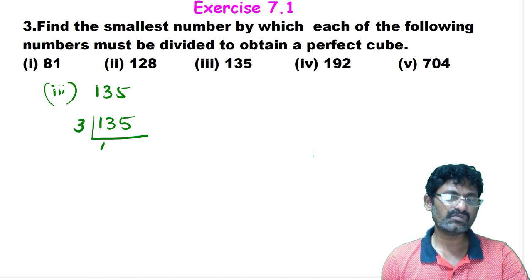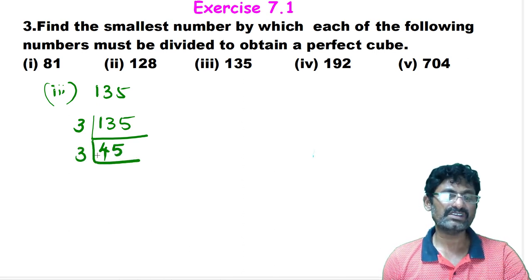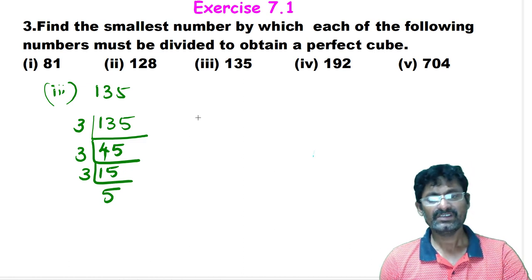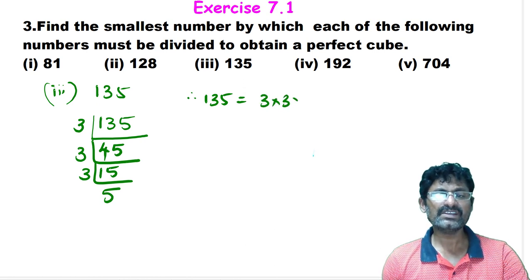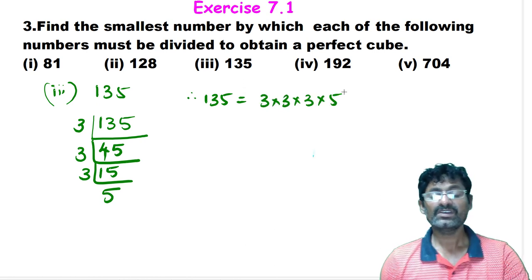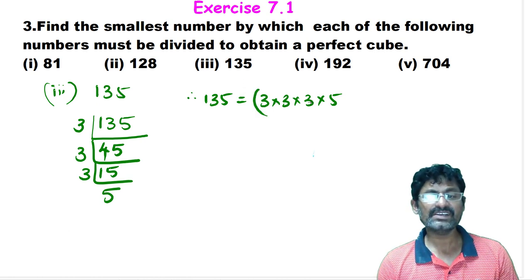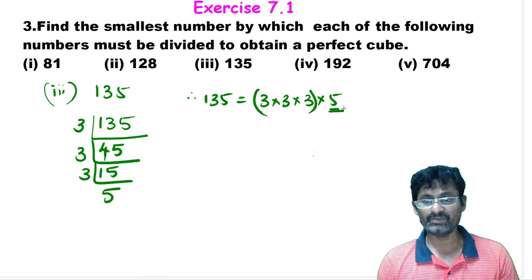So 3 times 4 is 12, 1 will be there, 15. 15 means 3 times 5. Now again start with 3. 3 times 1 is 3 and then 15. 3 times 5. Then again start with 3. 3 times 5 is 15. So we can write 135 equal to 3 times 3 times 3 times 5. Now observe the triplets. 3 times 3 times 3 is one triplet, but additionally we have times 5.